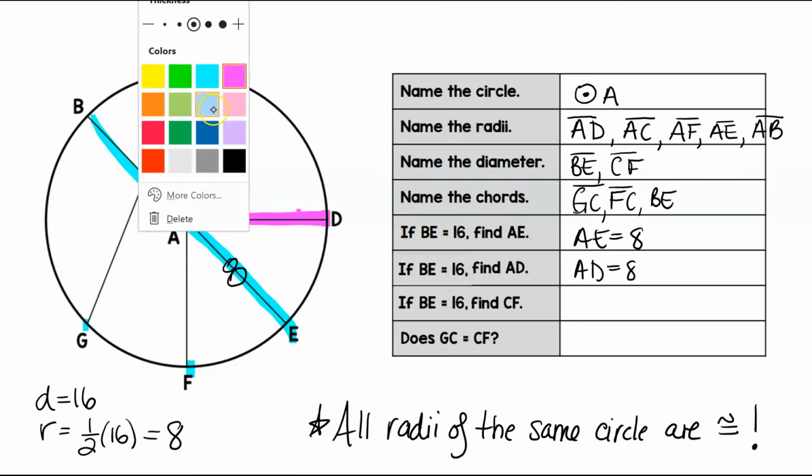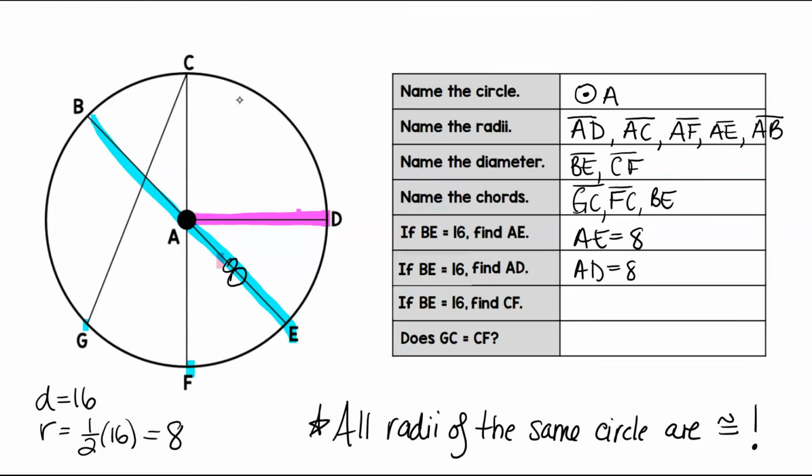So let's look at the next part. The next part says to find CF. So we start at C and we go to F. Well, CF is a diameter. Well, if all the radii are 8, that means C to A is 8 and A to F is 8, which means the diameter is going to be 16. But if the diameter originally was 16, it will always be 16. So CF is also 16.